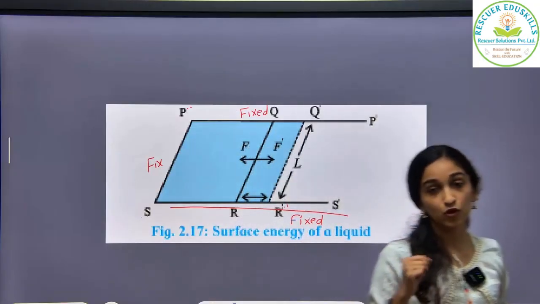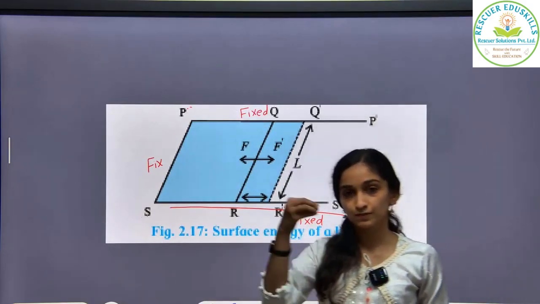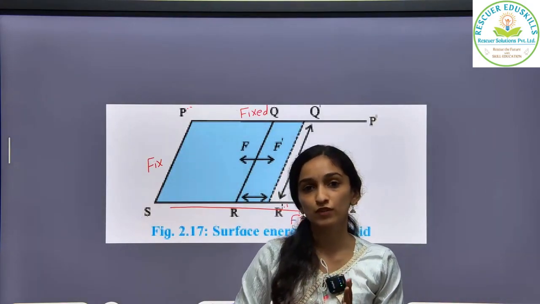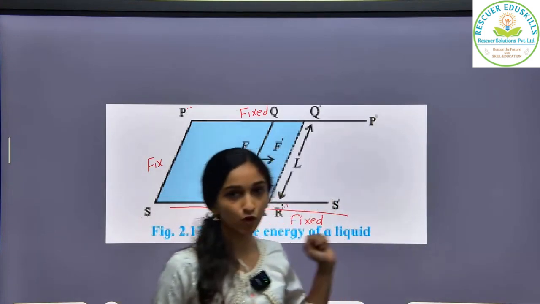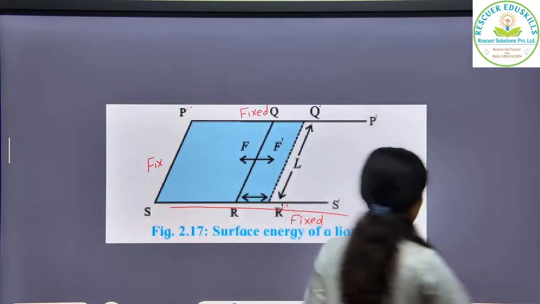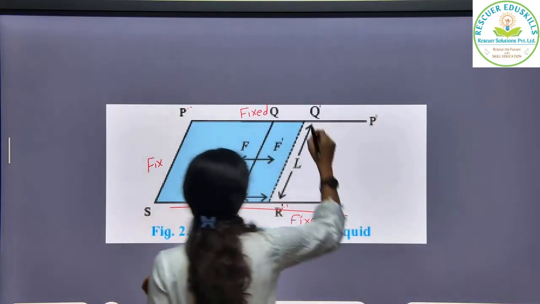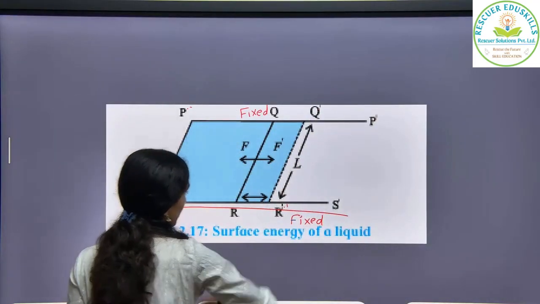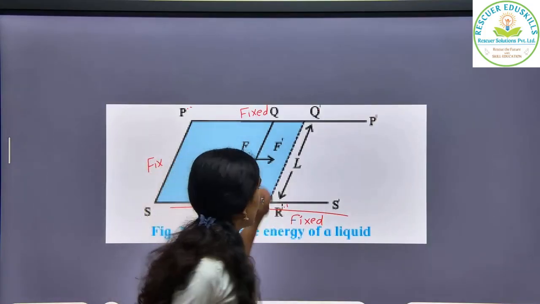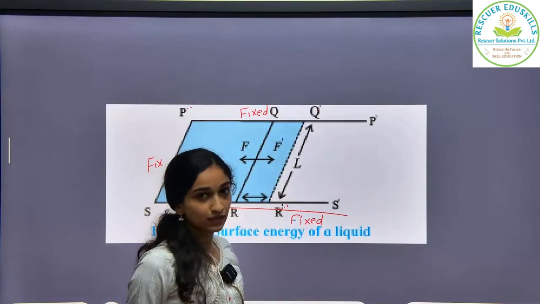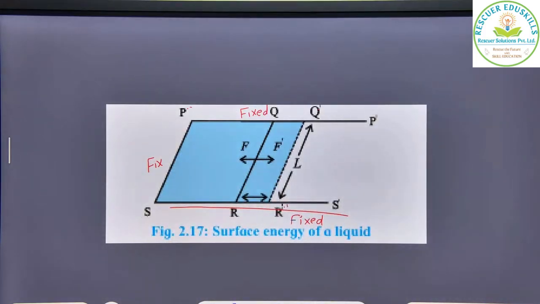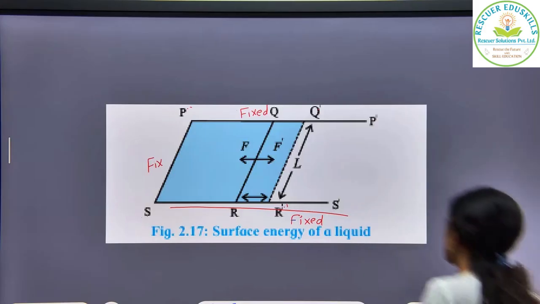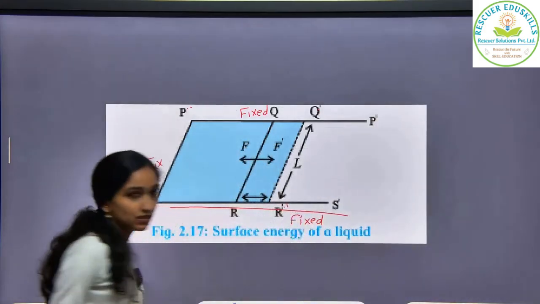Now what happens when you are dipping this? A layer of soap will be formed on the surface. Now in this diagram, as you can see, this line Q and R dash is not fixed. This line is movable.